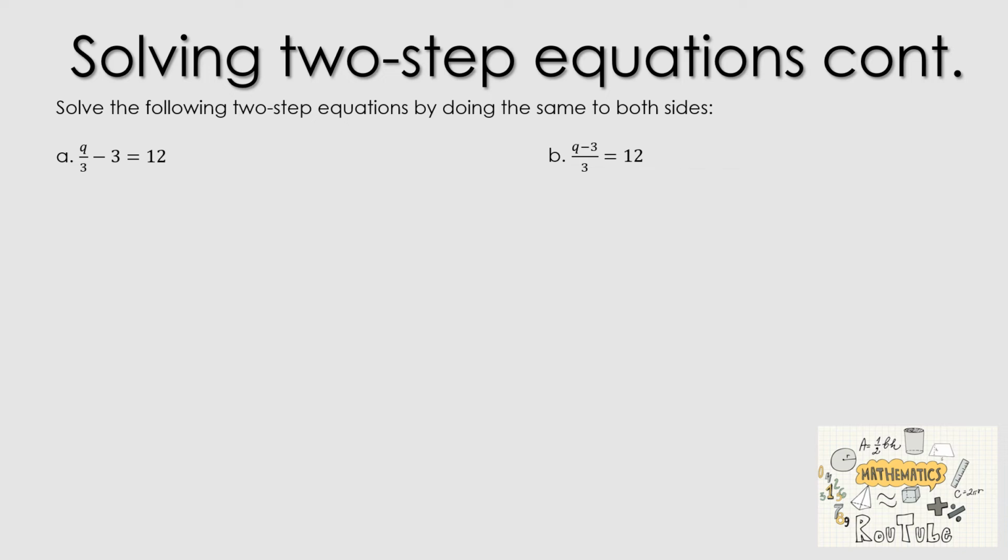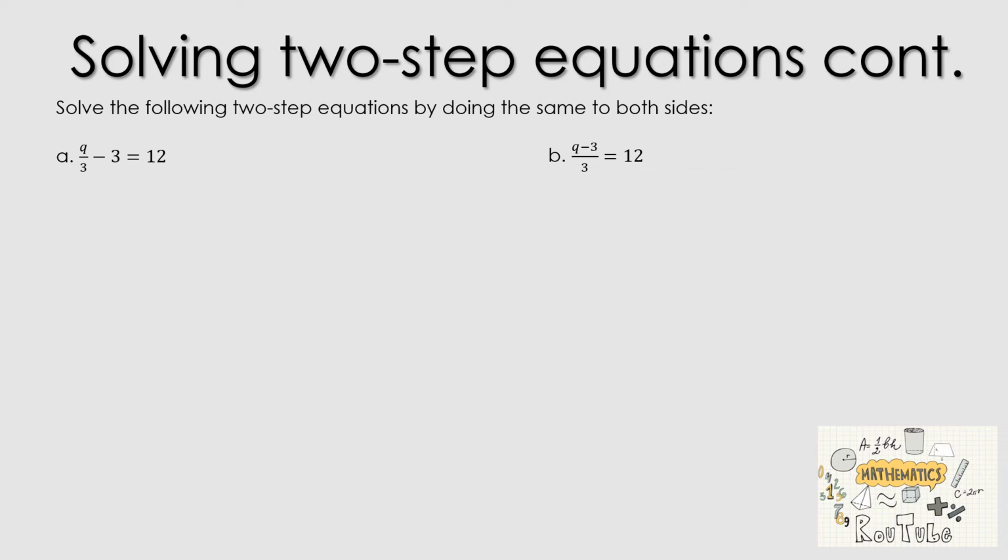All right, let's solve a couple more two-step equations. So have a look, A and B look really, really similar. They've got the same variable, the same signs, the same number on the denominator and the same value on the right-hand side, but they are a little bit different. So the process needs to be a little bit different and we're going to go through it now. So solve the following two-step equations by doing the same to both sides.